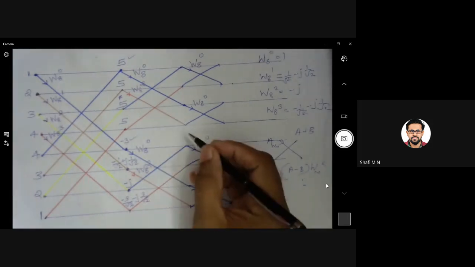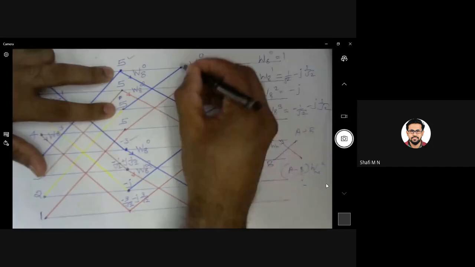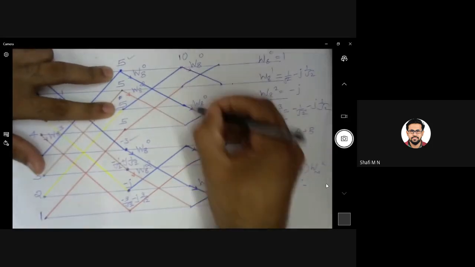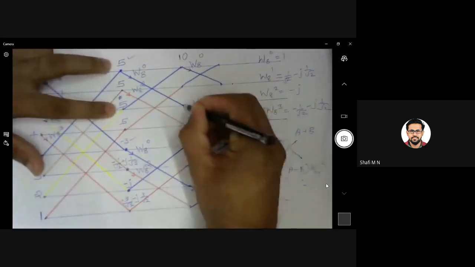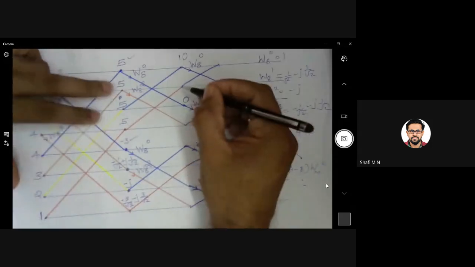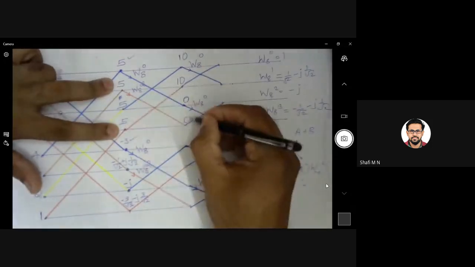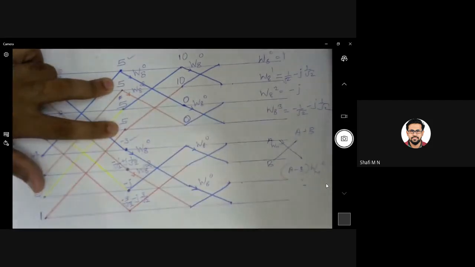So let me proceed to the next stage. So again here 5 plus 5 you will get 10, right? This output, 5 minus 5, so that is 0 into twiddle factor, that will be 0. For this butterfly again 5 plus 5 you will get 10, then 5 minus 5 is 0 into twiddle factor, that will be 0. So that was easy, right?